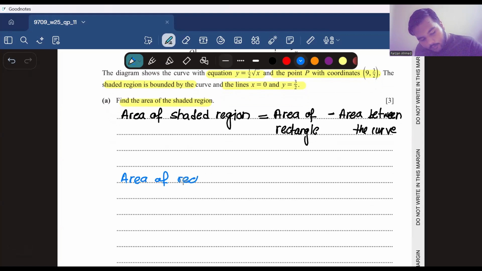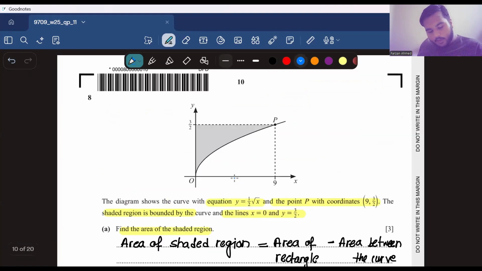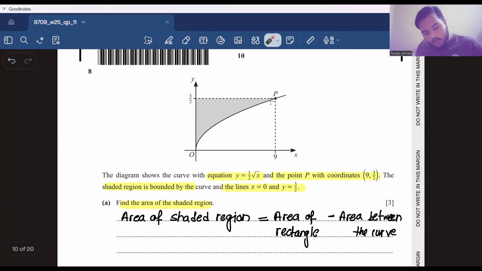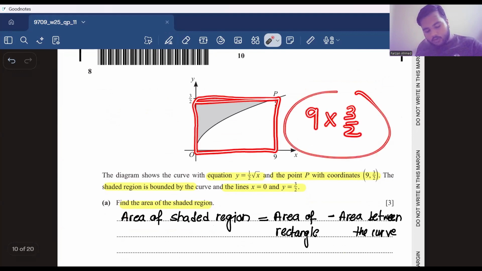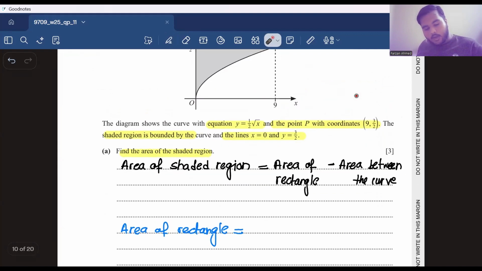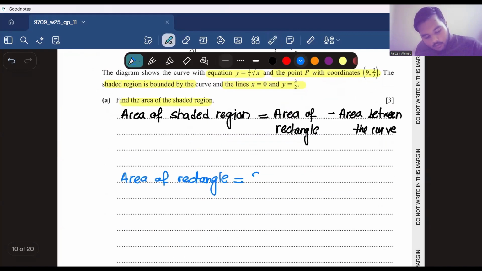Area of the rectangle is equal to 9 into 3 upon 2. So from here we can calculate the area of the rectangle. 9 into 3 upon 2, the value we got is 27 over 2. This is our area of the rectangle.